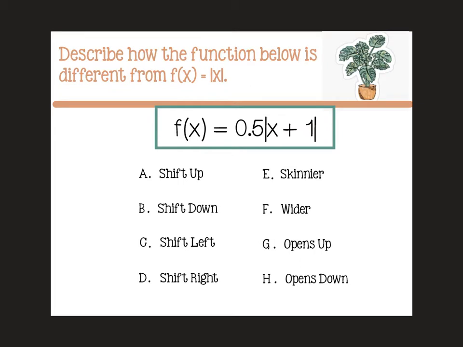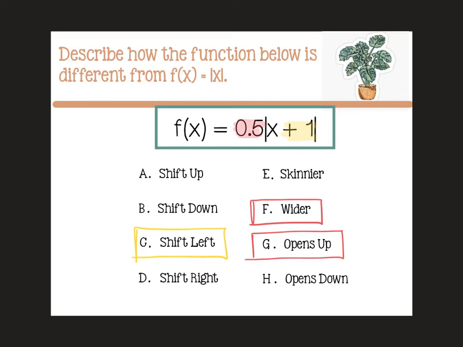For this one, out in front, we have a positive 0.5. I saw a lot of people forget you're always going to choose open up or open down. So this one's positive, it's opening up. The 0.5 is less than 1. That means it gets wider. So I saw a lot of people say that. And then lastly, this plus 1 is inside of those absolute value symbols, so it's going to be left.